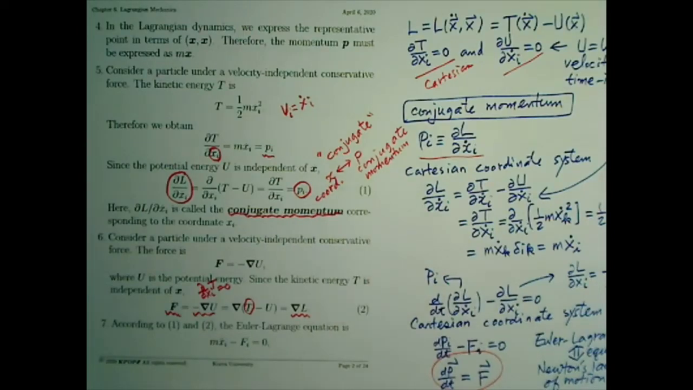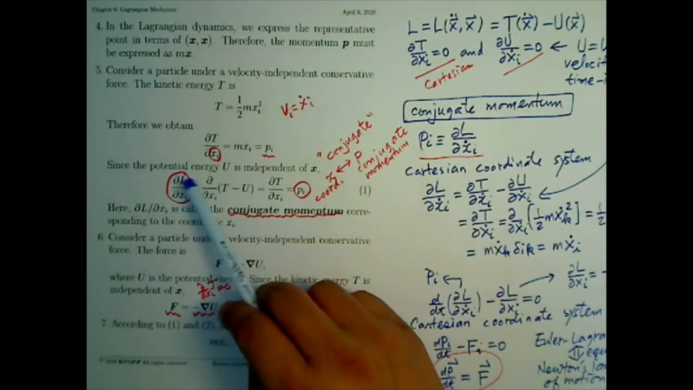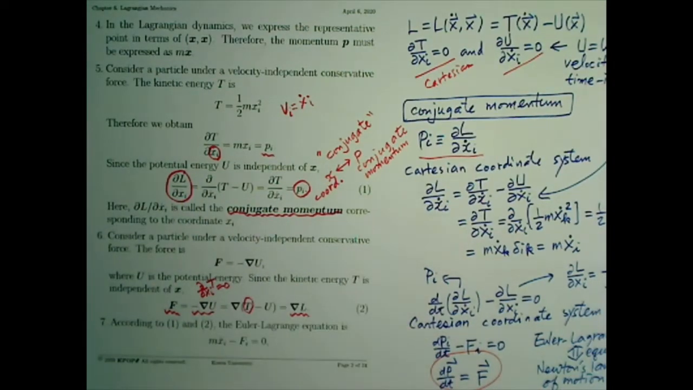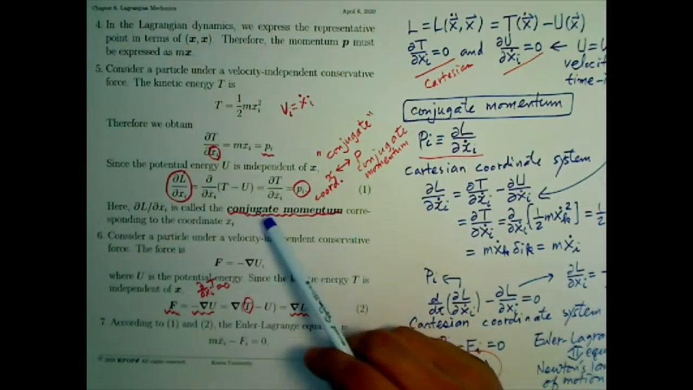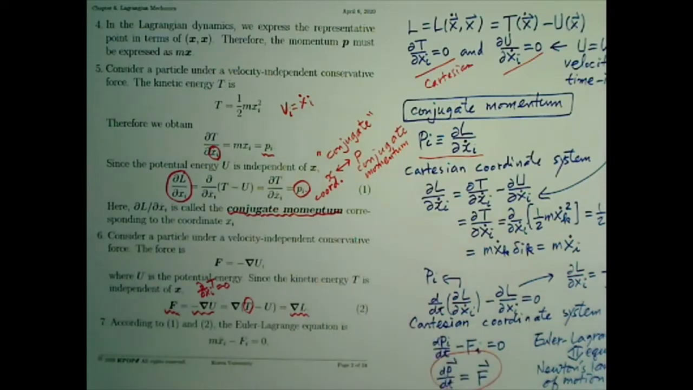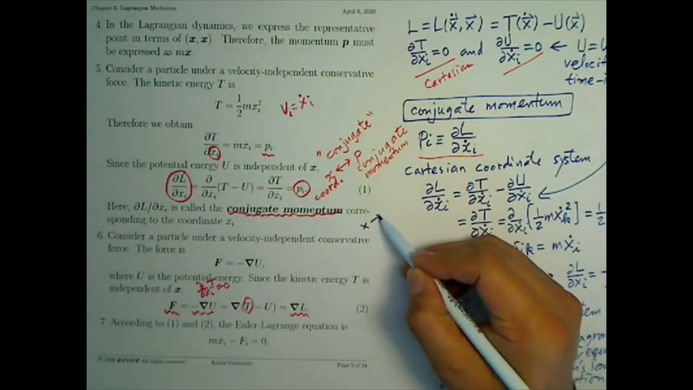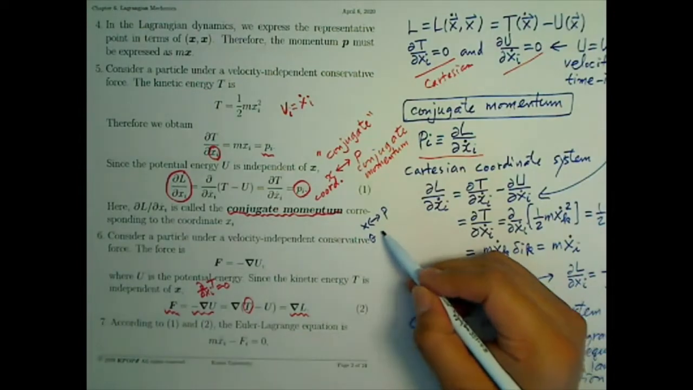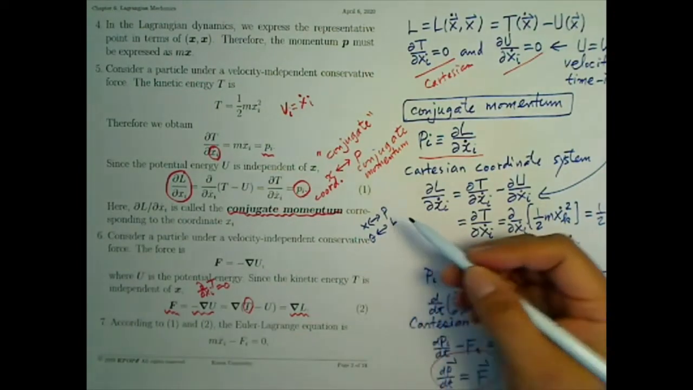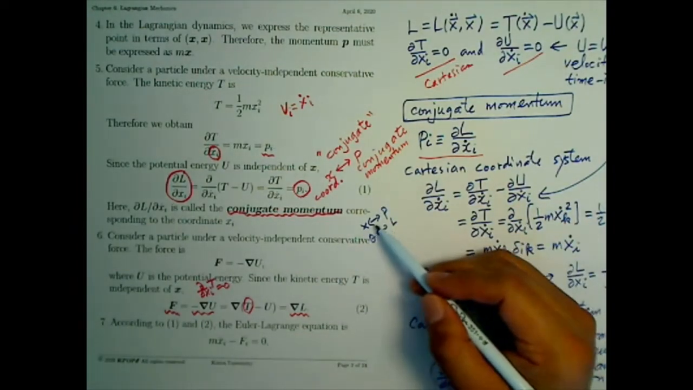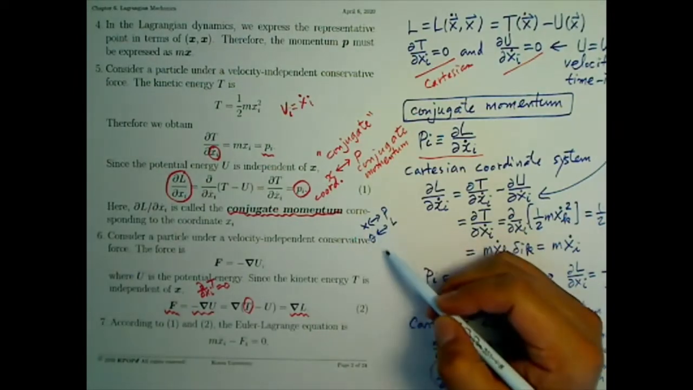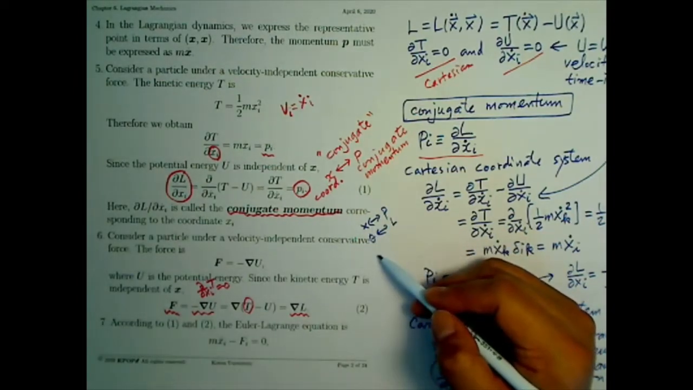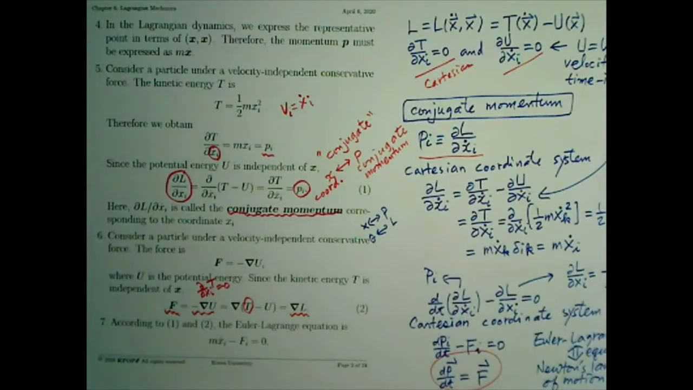So the Lagrangian's partial derivative with respect to the velocity is called the conjugate momentum. Conjugate momentum is very important because x has a conjugate momentum p, and angle theta has the angular momentum as its conjugate. And actually, these conjugate momenta have a very important relation in quantum mechanics.